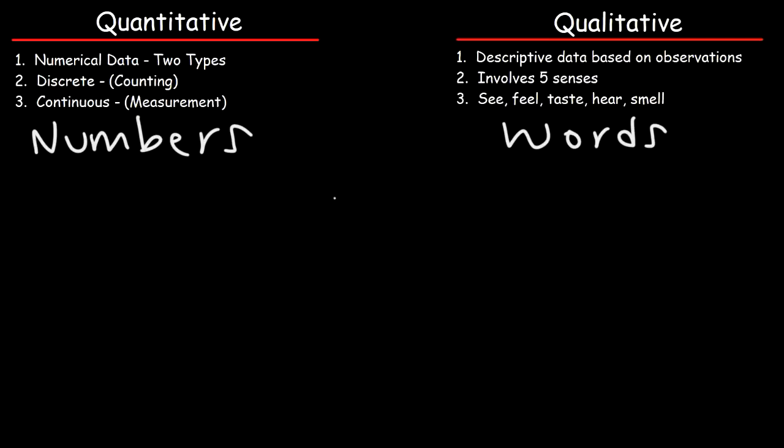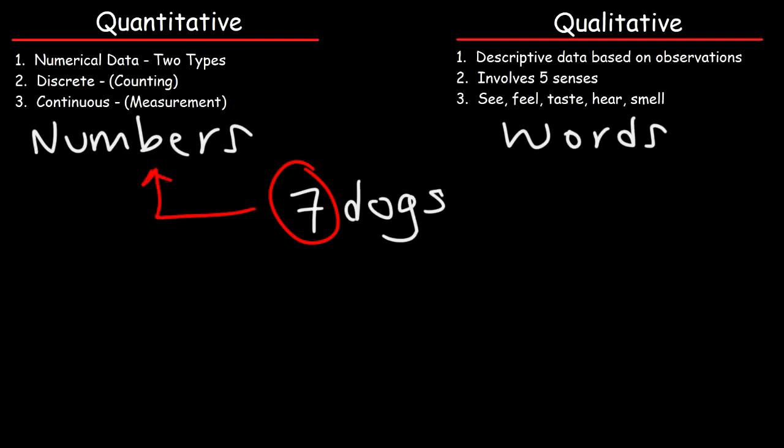So let's say if we have 7 dogs. Is that quantitative or qualitative? Well, in this case, we're dealing with a number, so that would be quantitative. Now, are we dealing with discrete data or continuous data? The number of dogs can't be 0.5. You can't have 7.5 dogs, so it has to be discrete. We are counting the number of dogs.